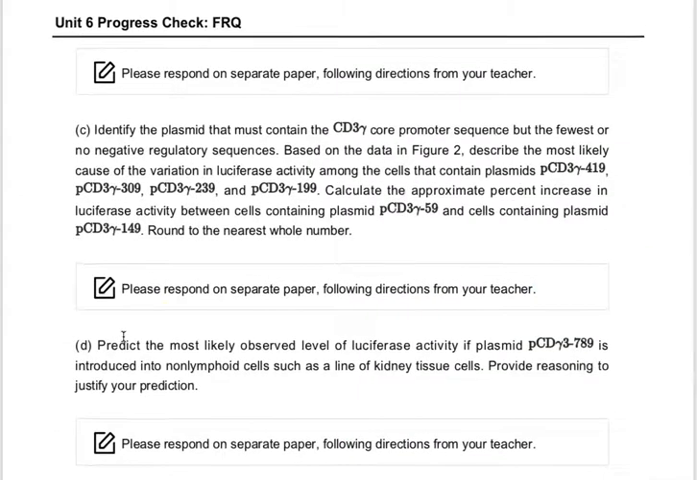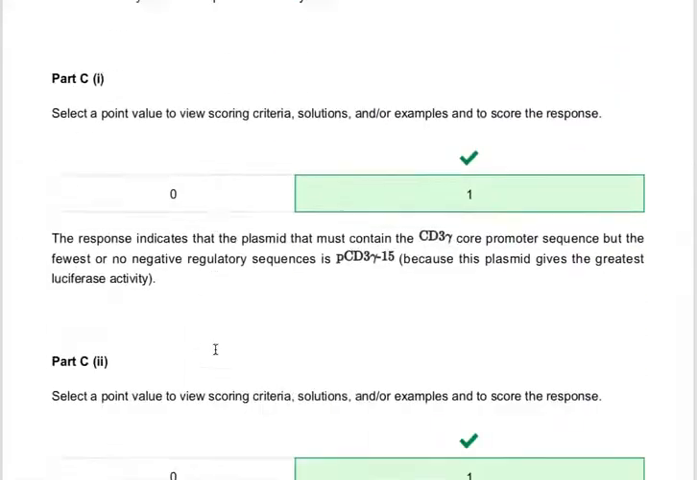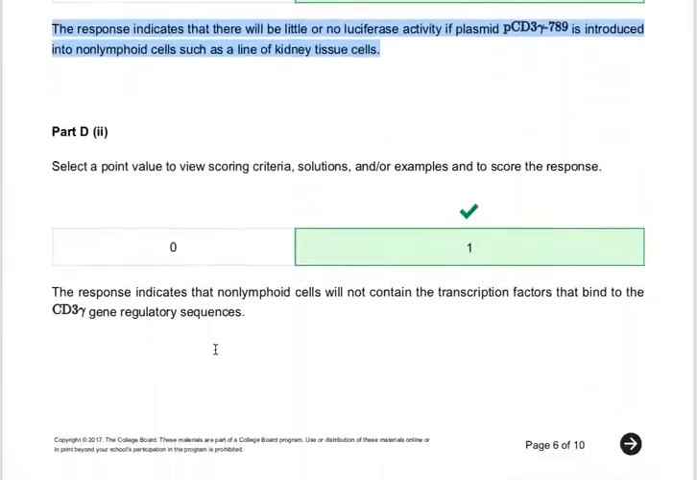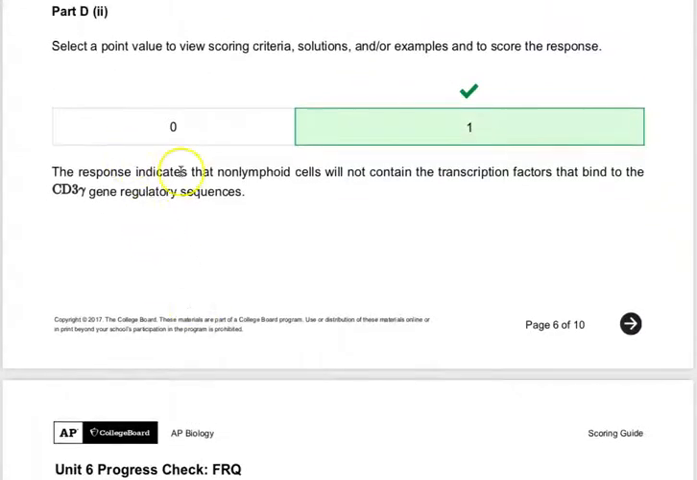Provide reasoning to justify your prediction. Okay. The response indicates that the non-lymphoid cells will not contain the transcription factors that bind to the CD3 gene regulatory sequences. So if the cell is not able to produce the protein, it is because it doesn't have the mechanisms to start transcription of that gene, okay? So hopefully that made sense.